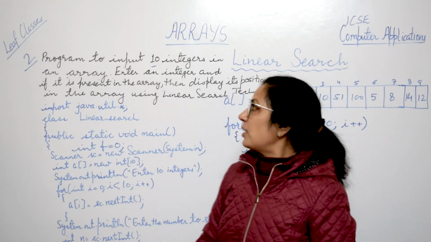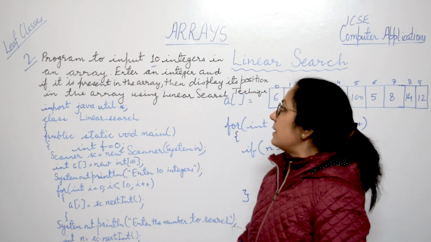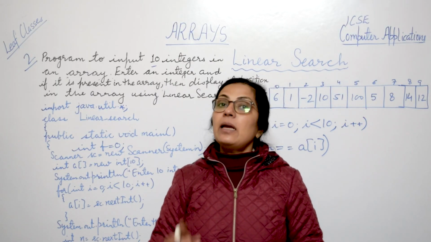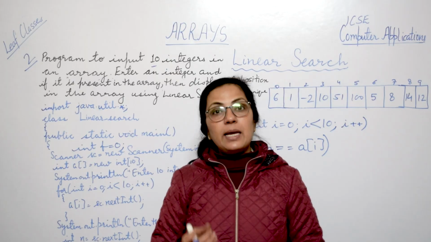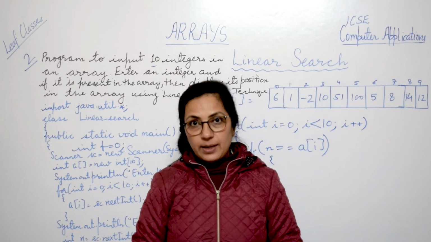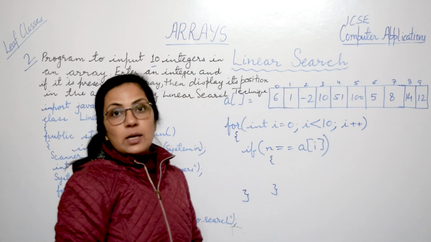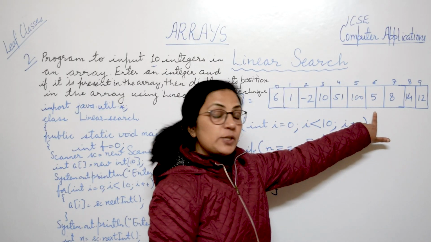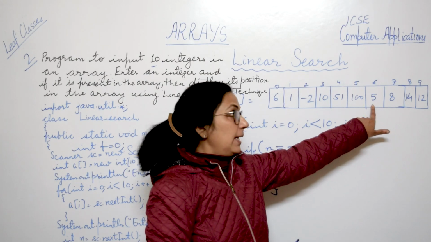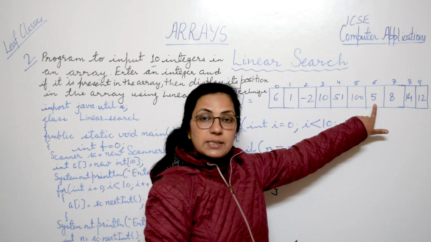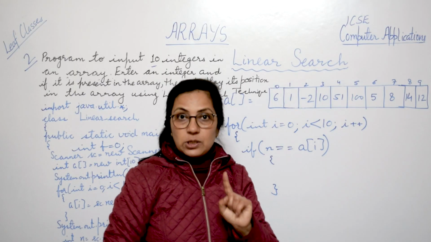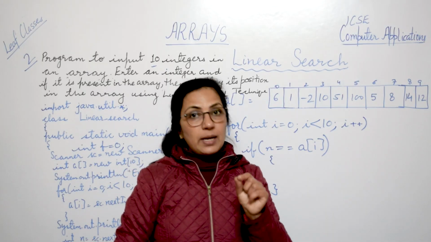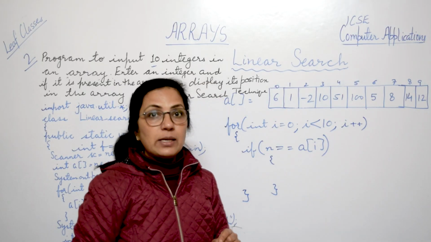The next type of question is program to input 10 integers in an array, enter an integer and check whether it is present or not. And if it is present, display its position in the given array, right? Suppose I want to search element 5 in the array. Then I have to check whether it is present or not. Yes, it is present at index number 6. So I have to tell its position and the index number. Children, there is a difference between position and index number. So I will be telling you that right now.